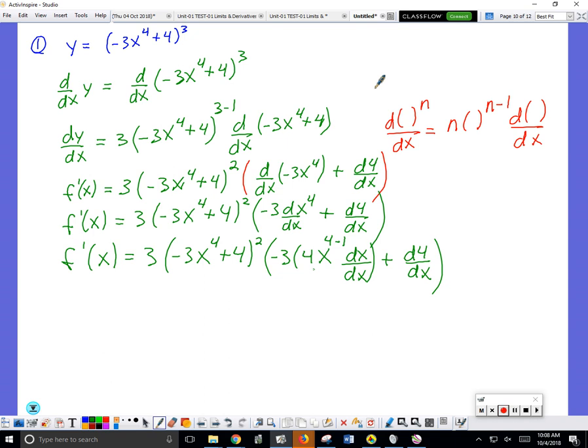Awesome. And then I said, hey, this is really -3 multiplied by 4 multiplied by x cubed. Therefore, we can write it as just -12 multiplied by x cubed. Oops, one more thing, sorry. Plus that d4 over dx. So questions to here. Awesome. Let's talk about this one.